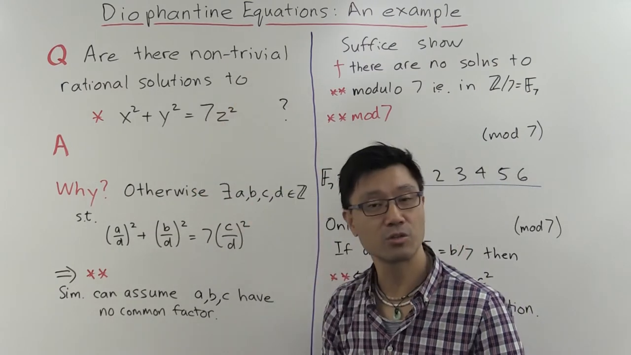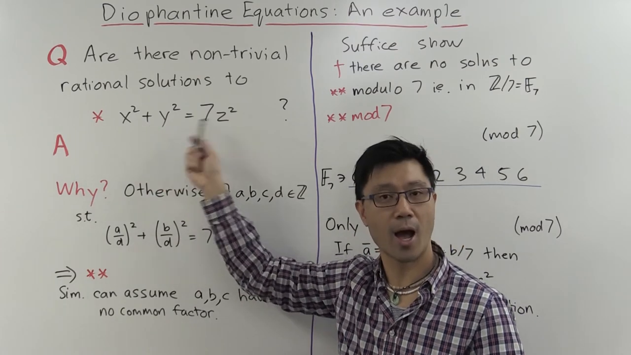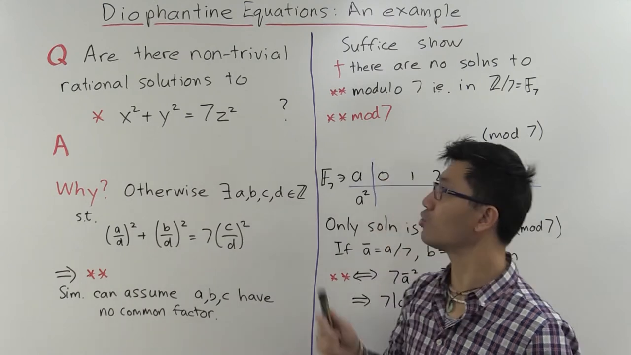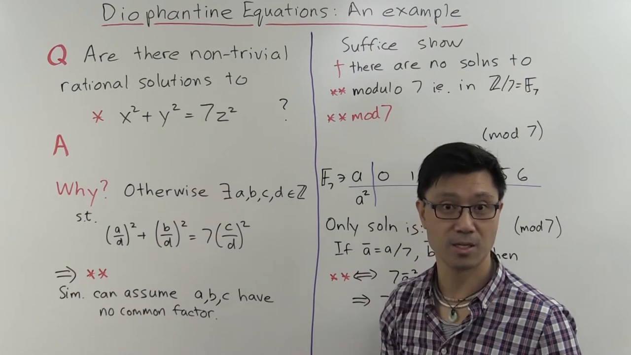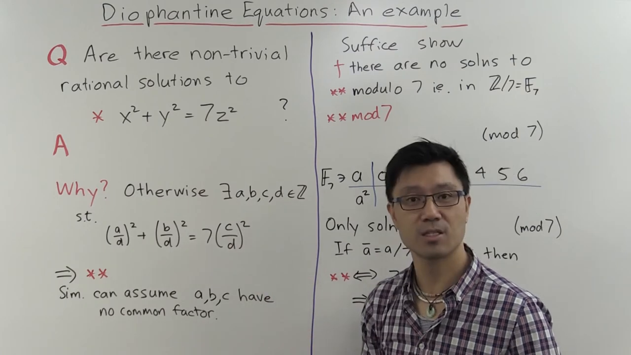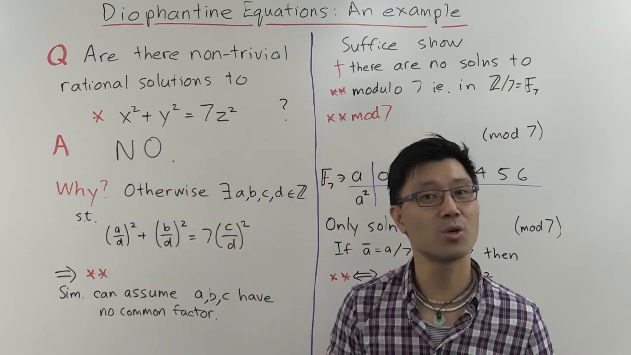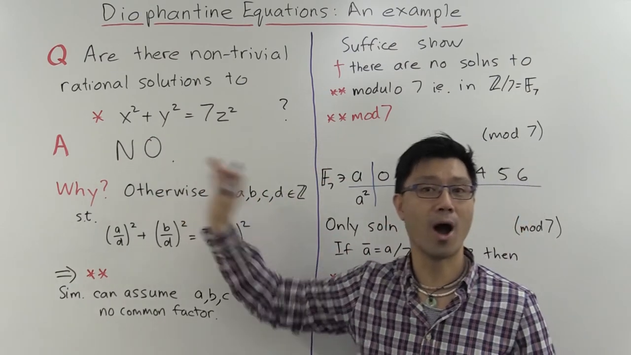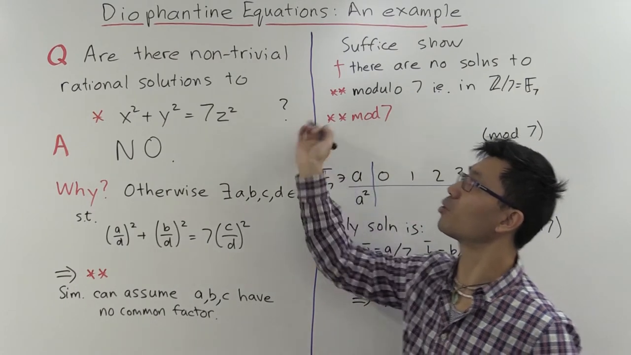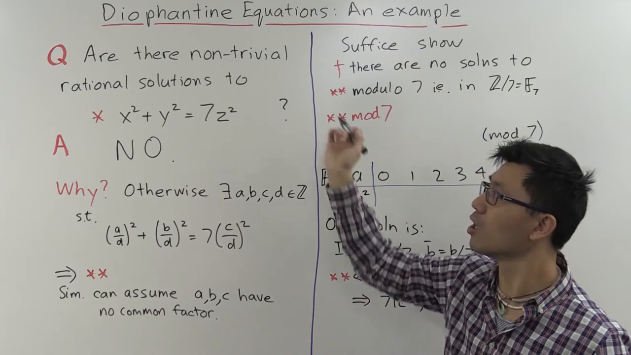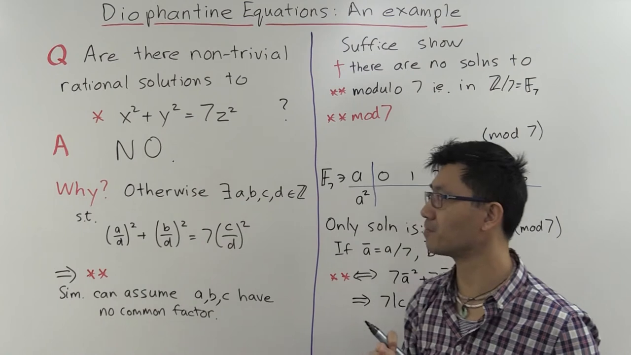And what do I mean by non-trivial here? Well, certainly there's a solution if you set x, y, and z all equal to zero. For a non-trivial one, I want to find one where not all of them are zero. And the answer to this is quite simple. The answer turns out to be no. And what I want to do in this video is to show you why that's the case. That's fairly easy. So this is a typical Diophantine equation where you're looking for solutions, not over reals or complexes, but in the rationals.